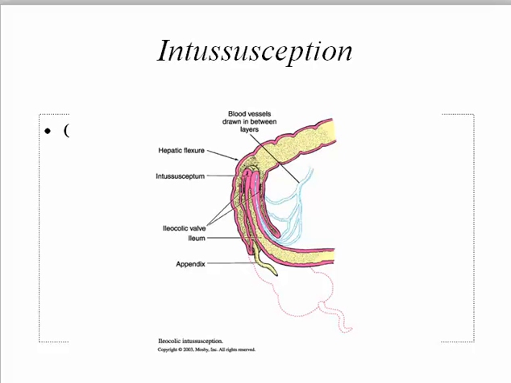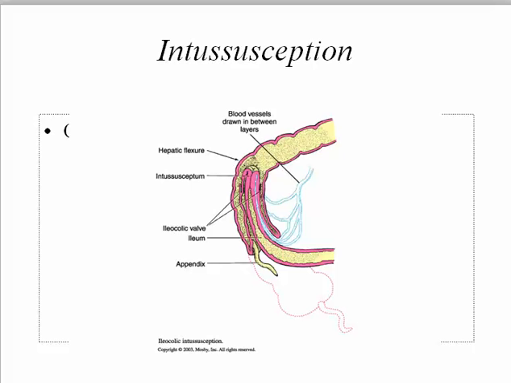Intussusception is one of the most frequent causes of intestinal obstruction in children between the ages of 3 months and 3 years. And the cause is not known, although some cases may be caused by hypertrophy of the intestinal lymphoid tissue as a result of some viral infection, but really the cause isn't known.